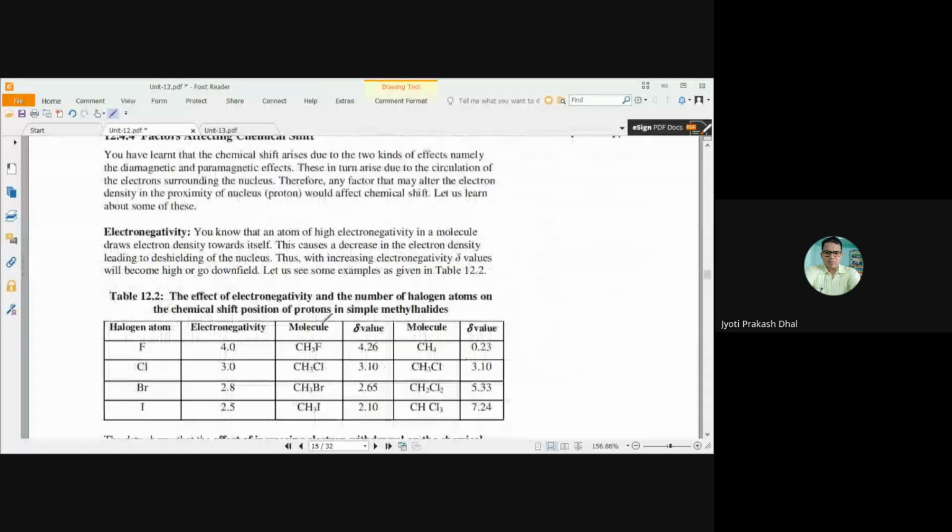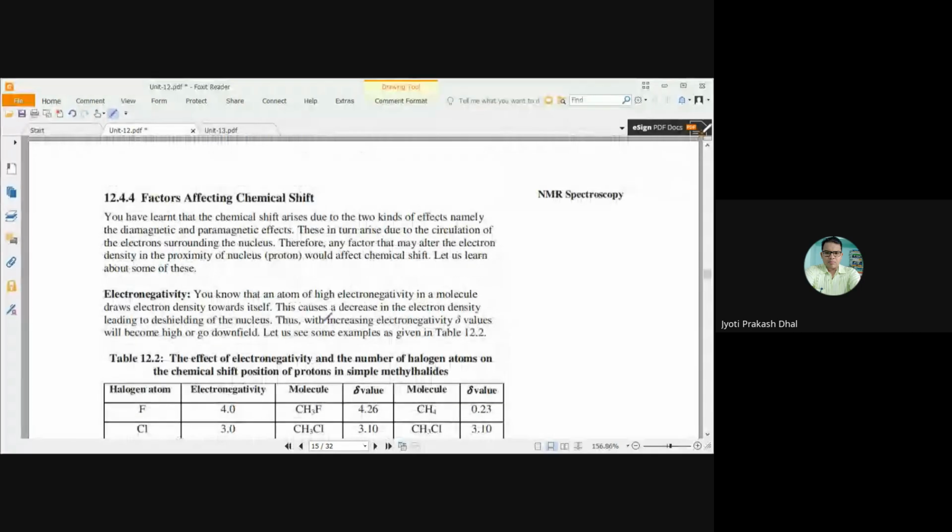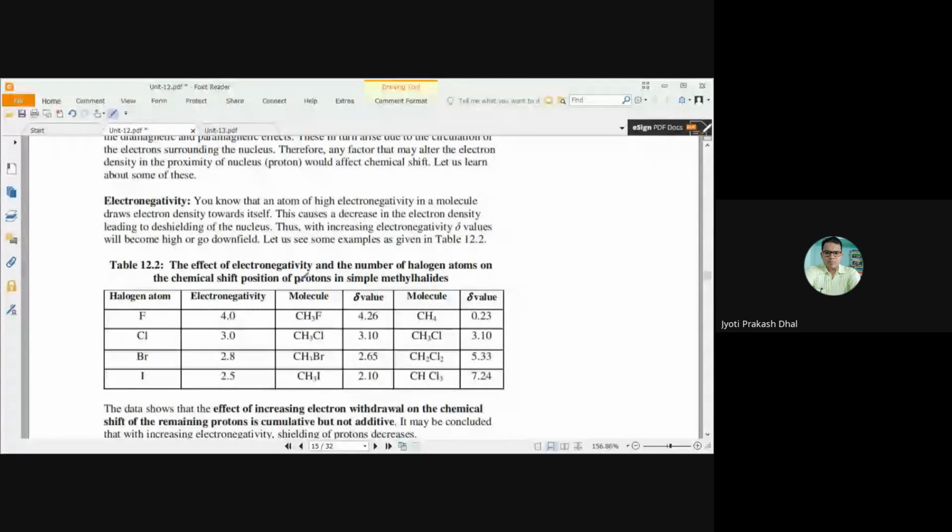Now, factors affecting chemical shift. The first one is electronegativity. You know that atoms of high electronegativity in the molecules draw the electron density towards themselves. This causes a decrease in the electron density, leading to deshielding of the nucleus. Thus, with increasing electronegativity, the delta value will become high, or go downfield.